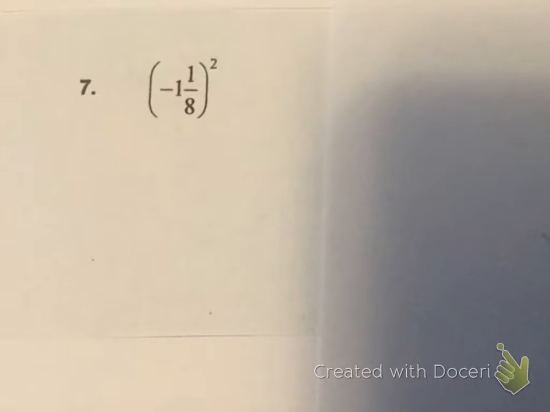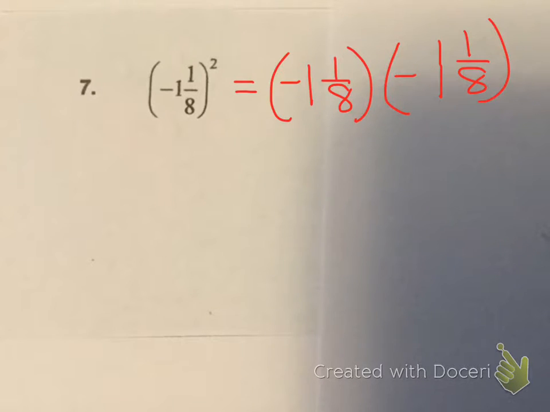Okay, this next one we have negative 1 and 1/8 squared. So basically, that means negative 1 and 1/8 times negative 1 and 1/8. Okay, it is in the parentheses, so the whole negative 1 and 1/8 is squared. So I have two negatives, so my answer is a positive. I don't even have to worry about the negatives anymore.